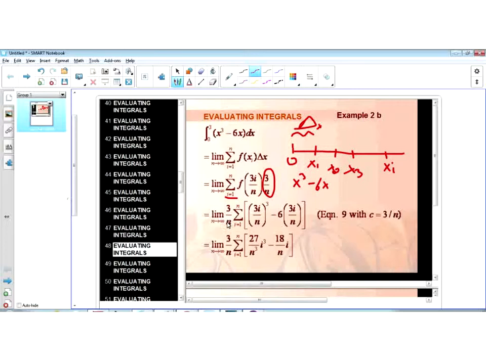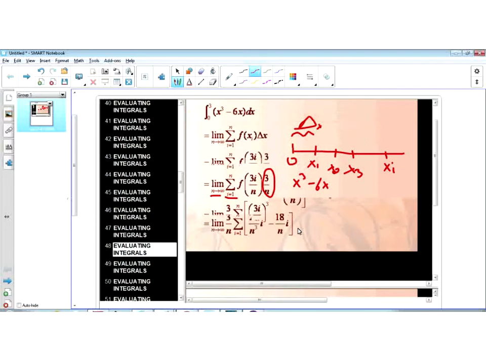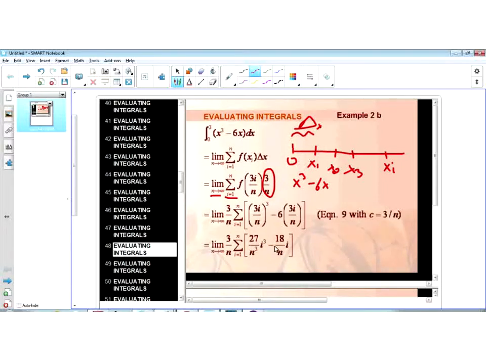This is your a sub i right here. So you can take the constant out of the summation operator, but not out of the limit operator because the limit variable is n. Taking the 3 over n out, you'll have this. Then we complete the cube, so this would be 27 over n cubed i cubed minus 18i over n. Now we can take the sum and distribute it with respect to subtraction. That'll probably be the next step.